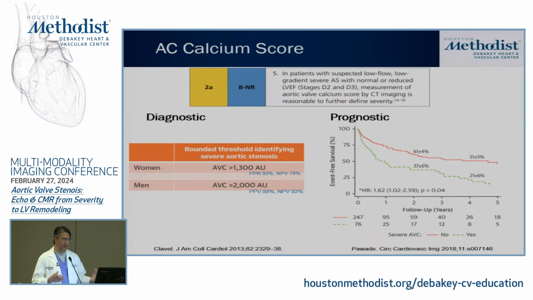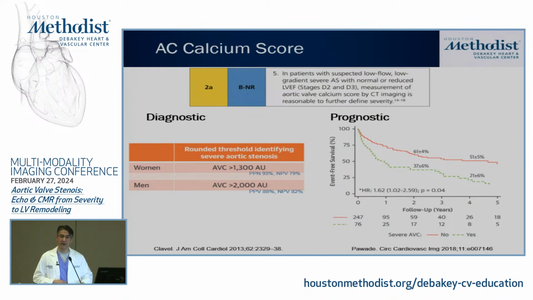There have been two very large international registries looking at its diagnostic performance against echocardiography. With those numbers that Dr. Cherubulu mentioned, 1,300 for women and 2,000 for men, you can see exceptionally high positive and negative predictive values for determining severe aortic stenosis. So it is a very good diagnostic tool.